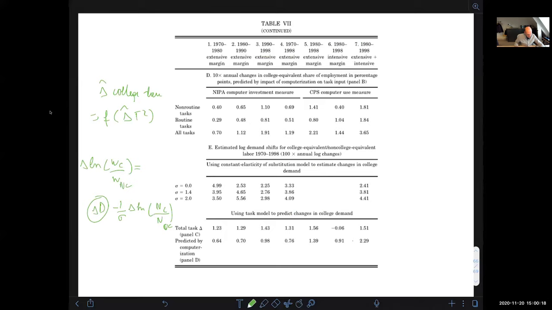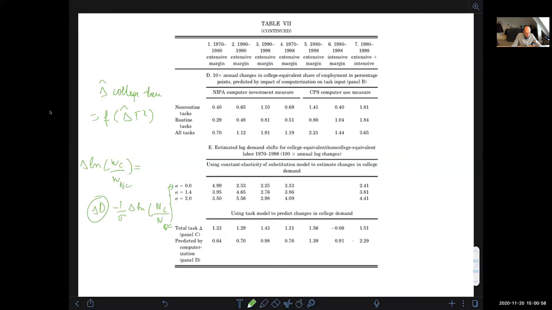What the paper also does is it estimates delta D for different parameter values, where sigma equal to 1.4 is the consensus estimate. We know sigma is usually somewhere between 1 and 2, and 1.4 seems to be a consensus point estimate. And they also show delta D for an assumed elasticity of substitution being equal to 0.